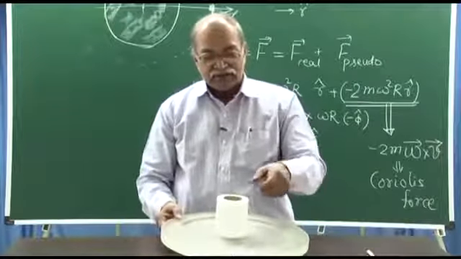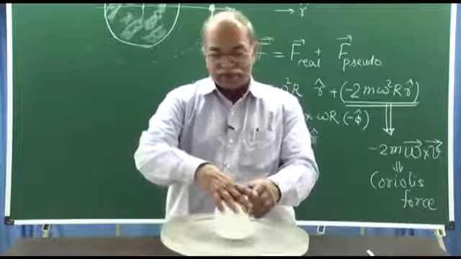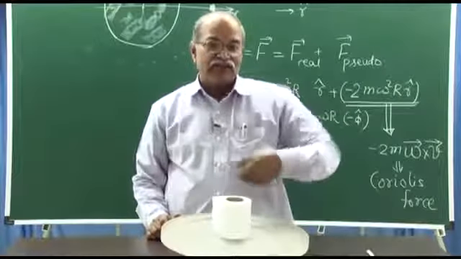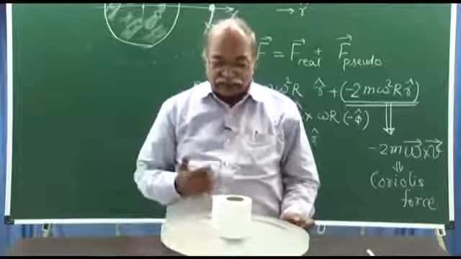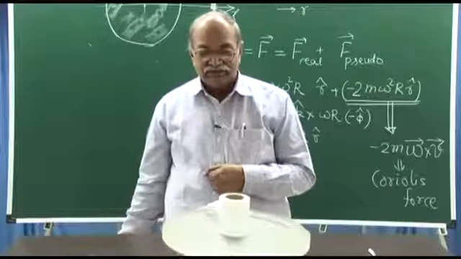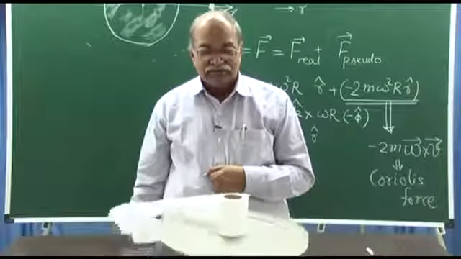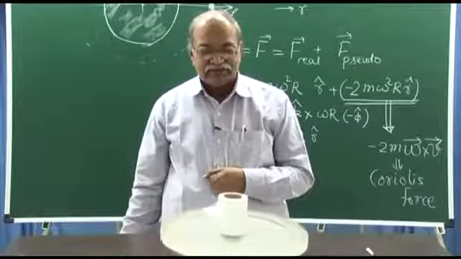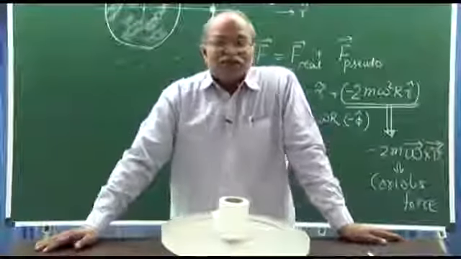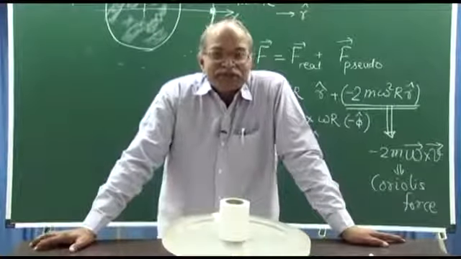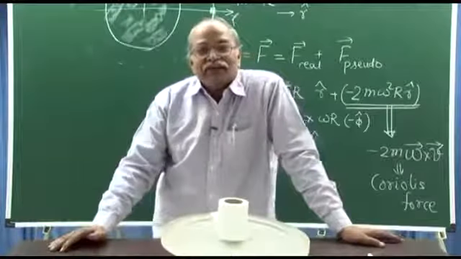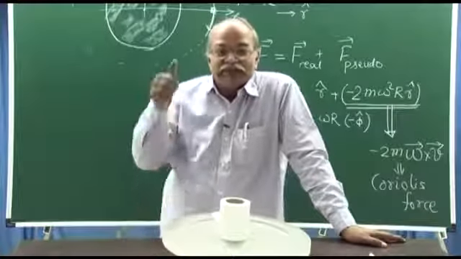And reverse, do it this way, and with the left hand I will rotate it so that it will go anti-clockwise, omega will be upward, Coriolis force should be in this direction and it should open up. Just see, it does. So, that is how the Coriolis force works.